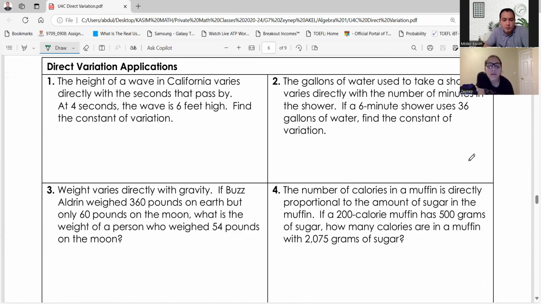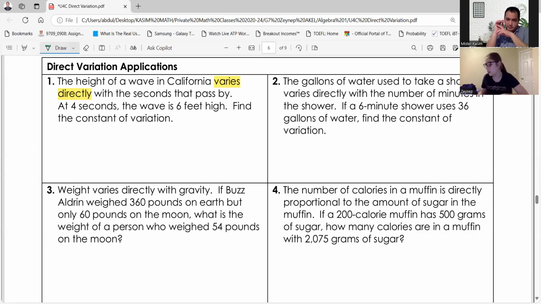The height of a wave in California varies directly with the seconds that pass by. At 4 seconds, the wave is 6 feet high. Find the constant of variation. How do you find the constant of variation?